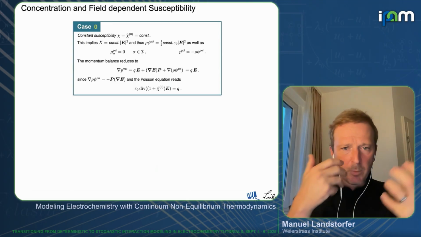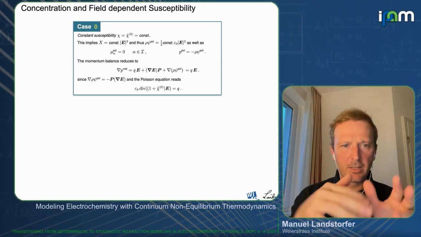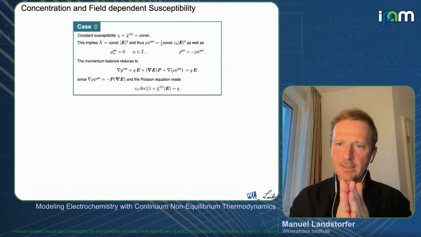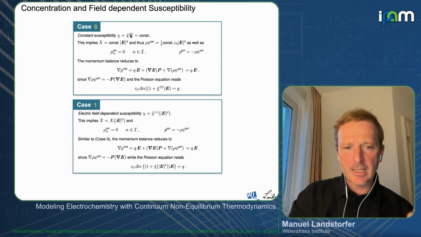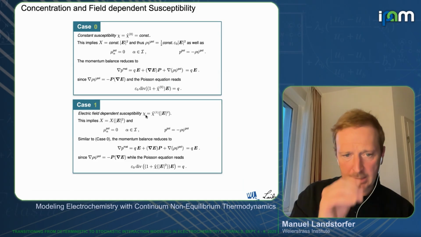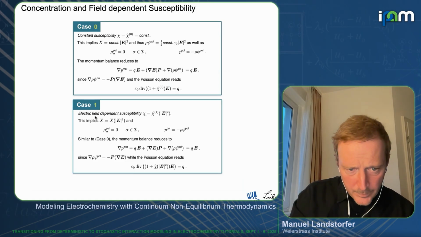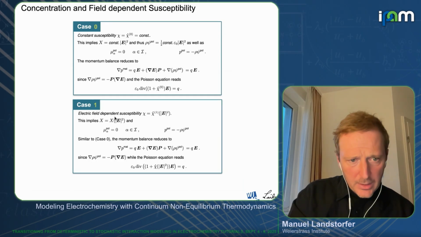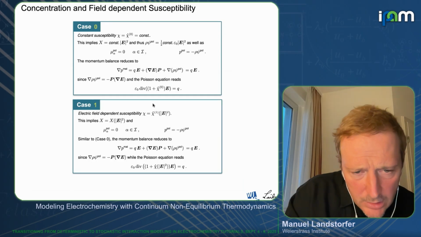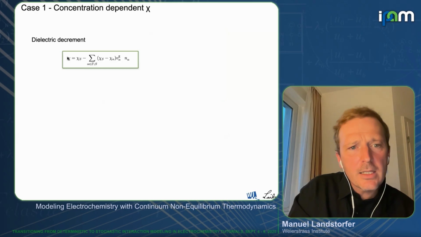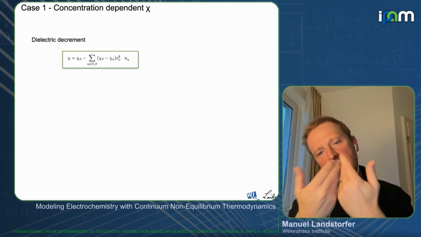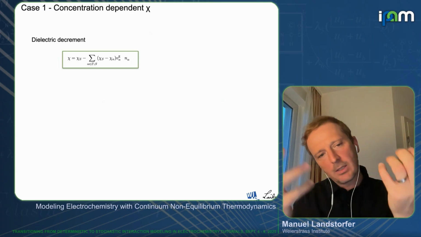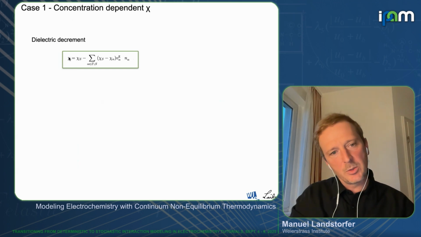In order to make this a little bit more systematic and understandable, I will give you three different cases. Case 0 is the one where we have a constant susceptibility, and case 1 is the case where the dielectric constant is electric field dependent. No, I'm sorry, I have a twist here. Case 1 is where we have a concentration dependency. So the first case, despite having a constant dielectric susceptibility, is one where we have concentration dependency.